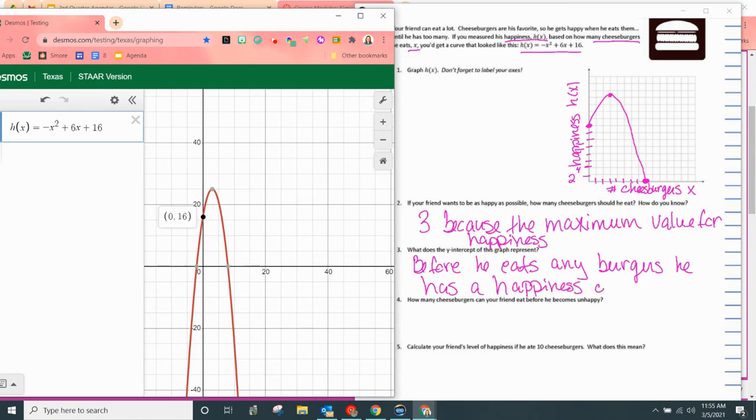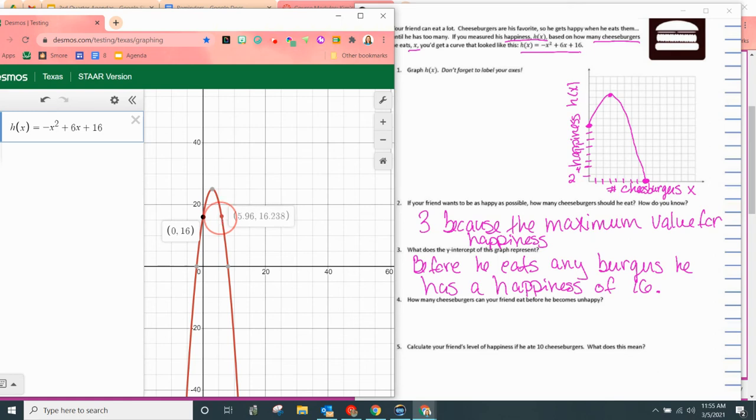Okay, it says number 4, how many cheeseburgers can your friend eat before he becomes unhappy? Okay, so here his happiness level is 16. And if we trace this, look, the y value is going up, right? His happiness. Then he eats 3 cheeseburgers and he's real happy. He's at 25. But then if I'm tracing this line over here, let me click on this. Notice how his happiness, the y value, is going down while the x value is still going up because now we're almost to 6 for our x value.